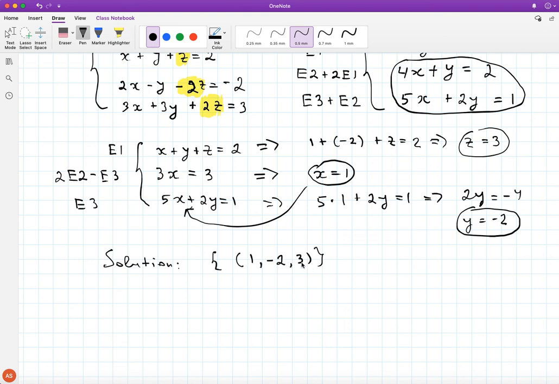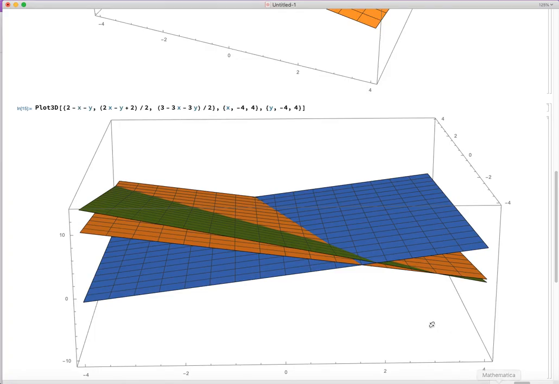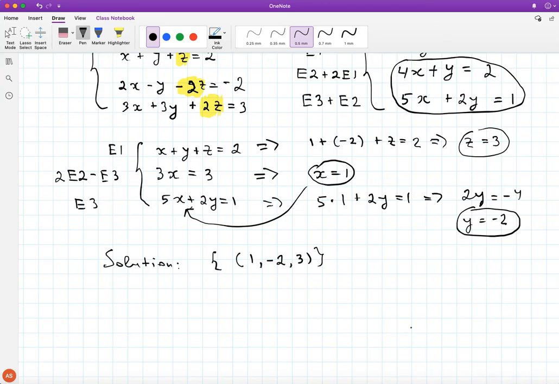And this, of course, is the point in which the 3 planes meet, the 3 planes that we graphed earlier. Right here, the blue, orange, and green planes meet at a single point, which we had just calculated. This is the point 1, -2, 3.